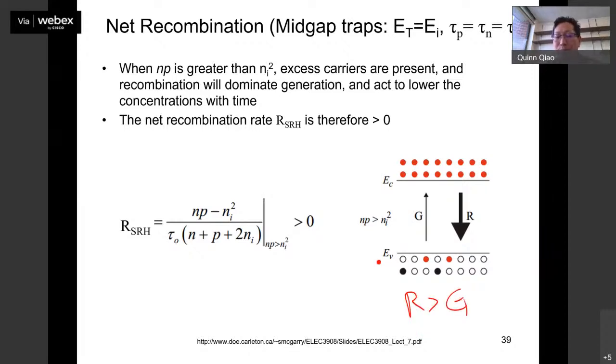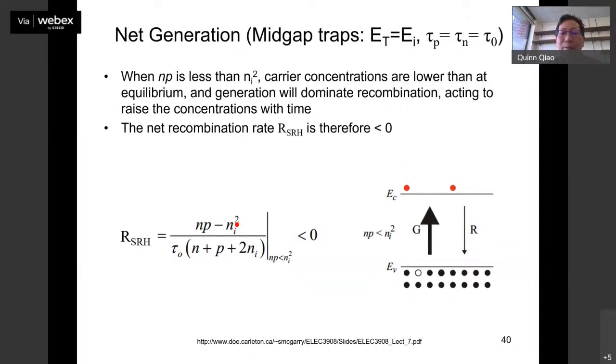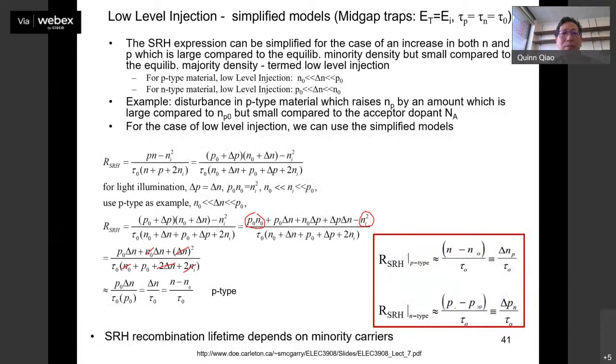Generation and recombination act in opposite directions. If you have np smaller than ni squared, you don't have sufficient electrons and holes in the system. You want more generation to get higher concentration of electrons, higher concentration of holes, so that it can reach this ni squared. Okay, ni squared here is the same as n1 p1. Okay, n1 p1. Because this is intrinsic, right? It's more like a mid gap. Mid gap is kind of intrinsic. Okay, so that's what it's about.